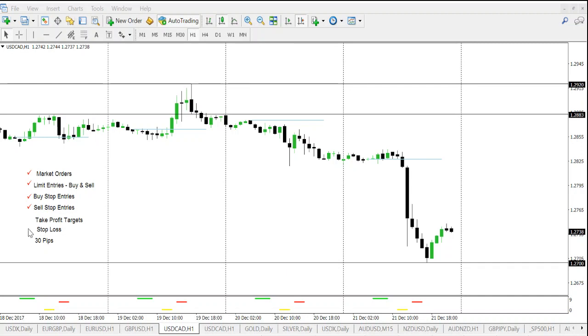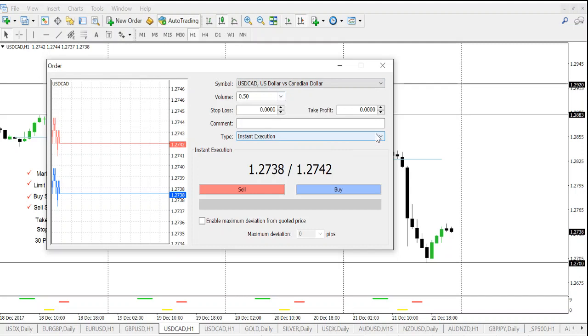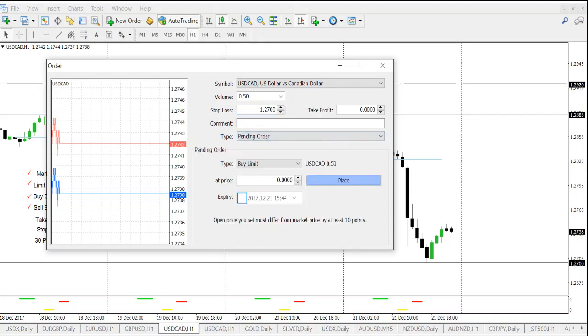Last two things I want to talk about, and we kind of went over it already, are take profit targets and the stop loss of 30 pips. So what I mean by this, I just want to open this up quickly, and we'll put an instant execution in, and we'll put our stop loss in. Actually, no, sorry, we'll do a pending order. I'll just set this up real quick one more time here.